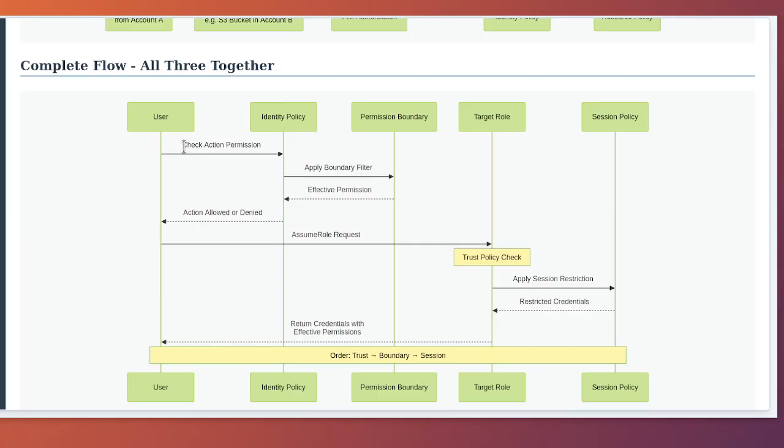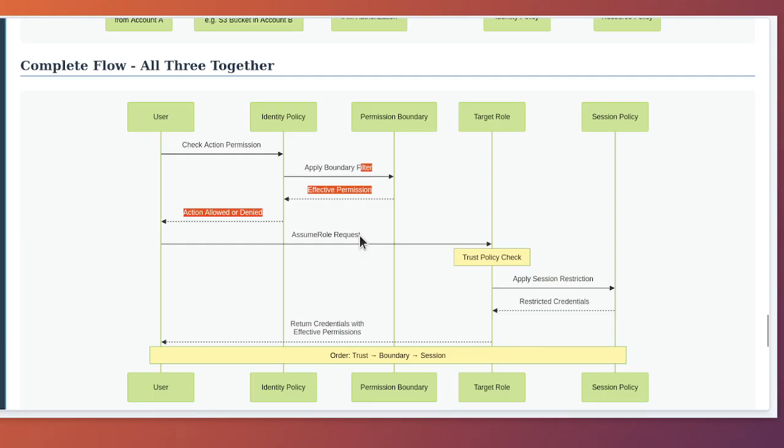The sequence begins with user sending a message to identity policy labeled check action permission. The identity policy evaluates whether the user's attached policies grant the requested action. If the user has a permission boundary, identity policy sends a message to permission boundary labeled Apply Boundary Filter. The permission boundary responds back to identity policy with effective permission calculated as the intersection. Identity policy then sends a response back to user labeled Action Allowed or Denied. If the action is to assume a role, the flow continues.